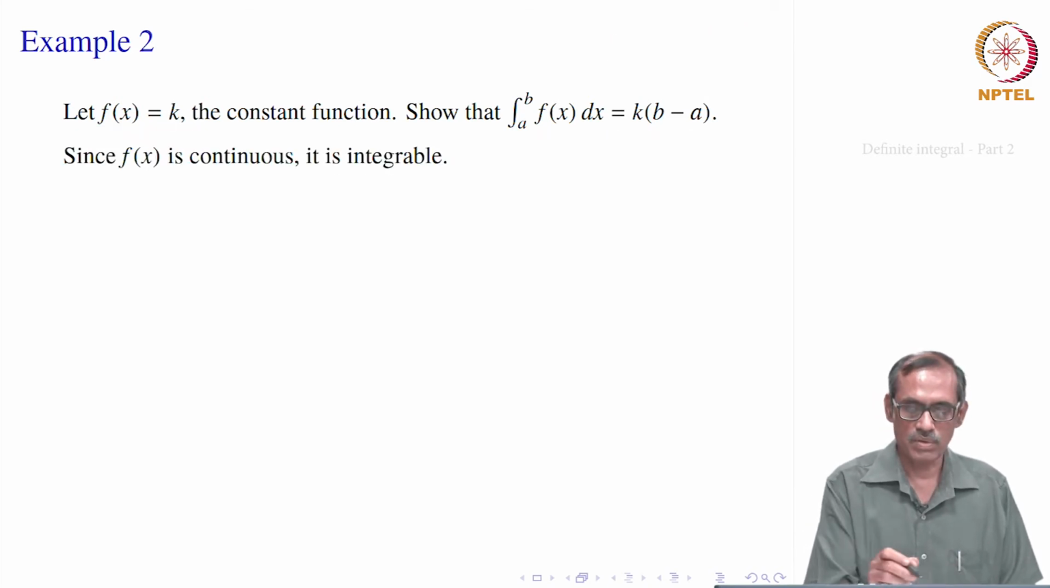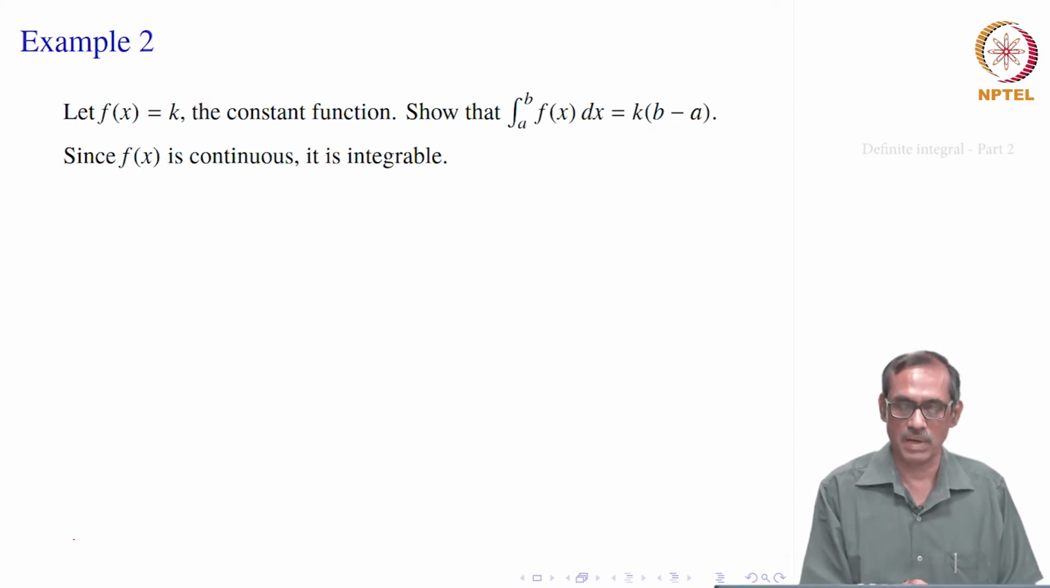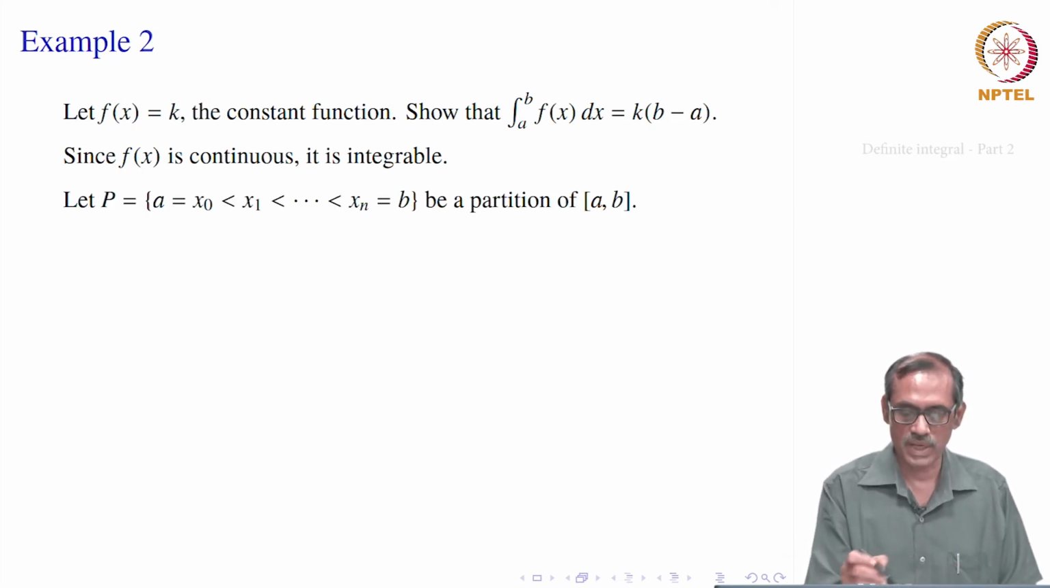Okay. So, what do we do? First thing is it is continuous. This function is continuous on the closed interval a b. So, it is integrable. Therefore, we can choose any partition. Let us choose a partition P equal to x0, x1, ..., xn. In the abstract, we are not giving exactly what values they are. That will not be material here.